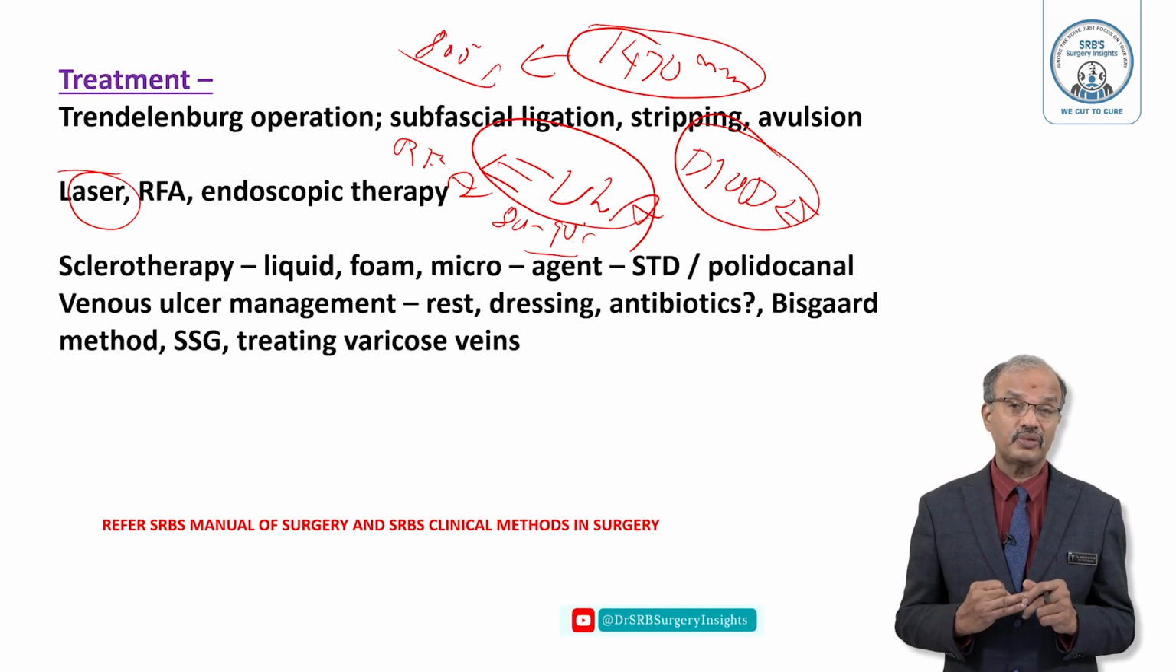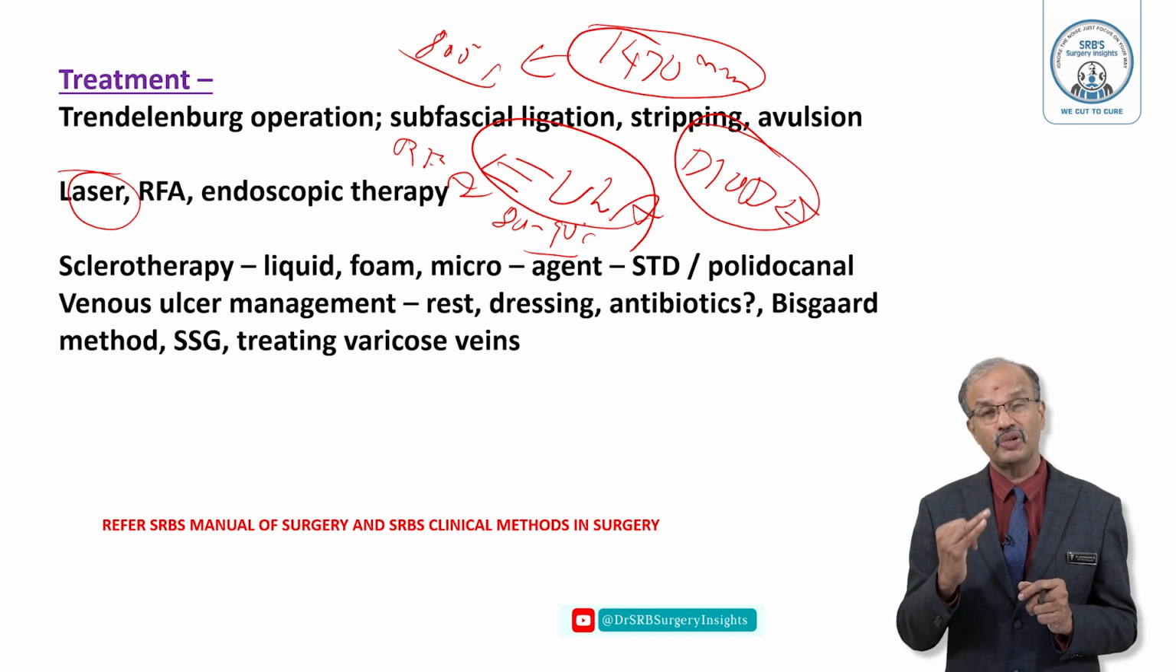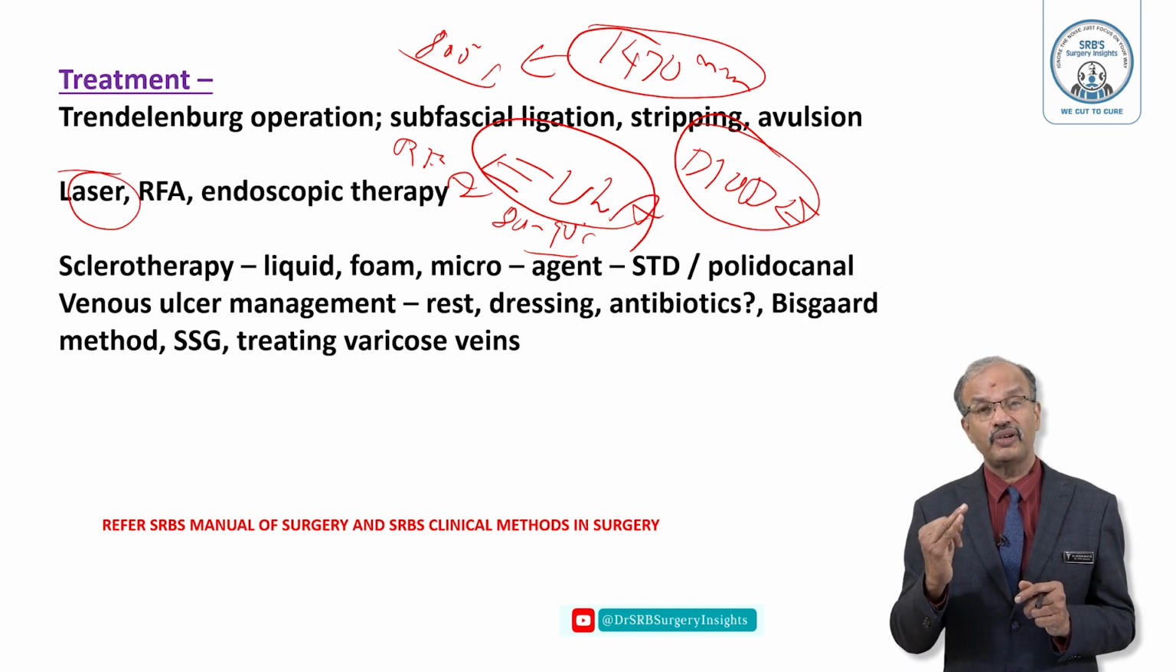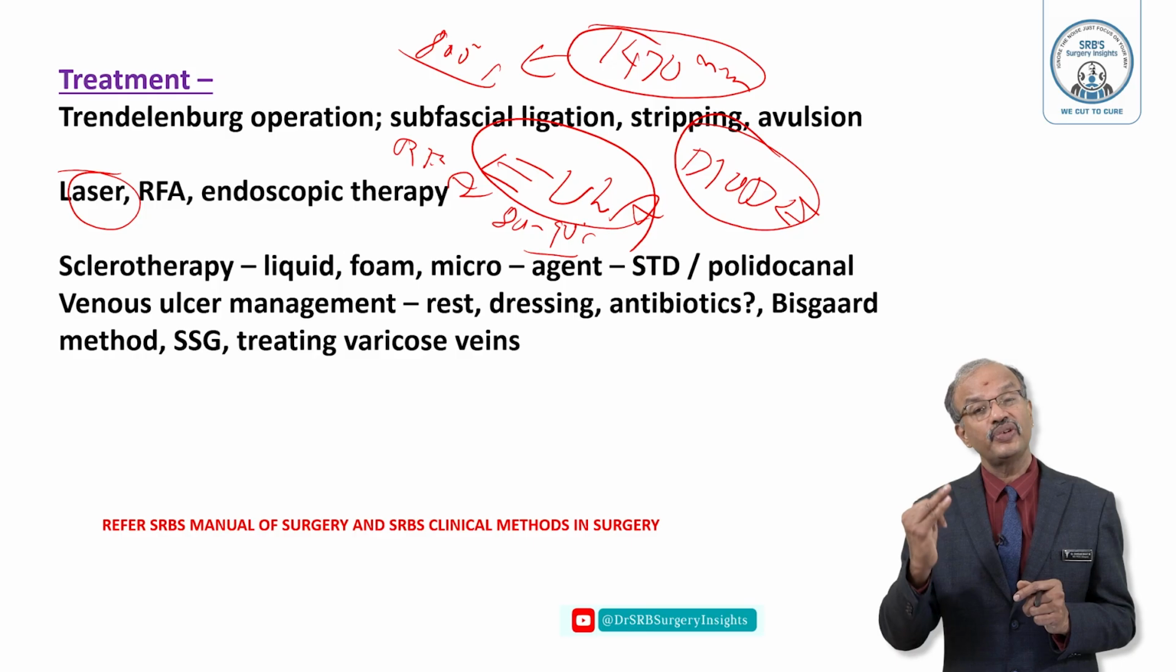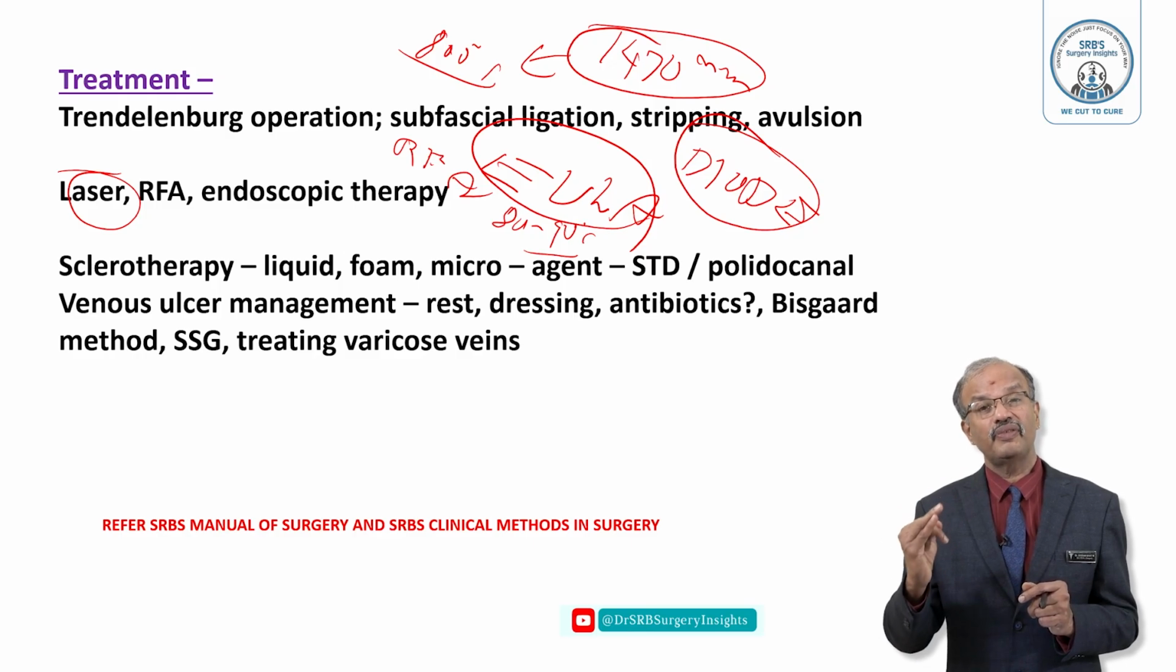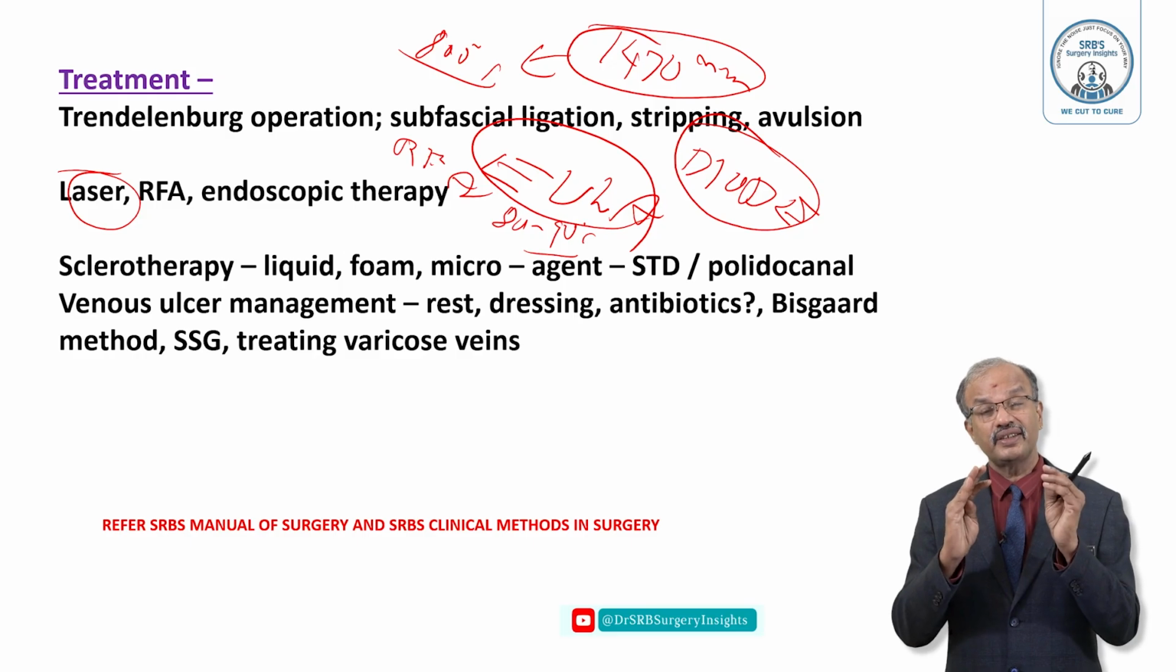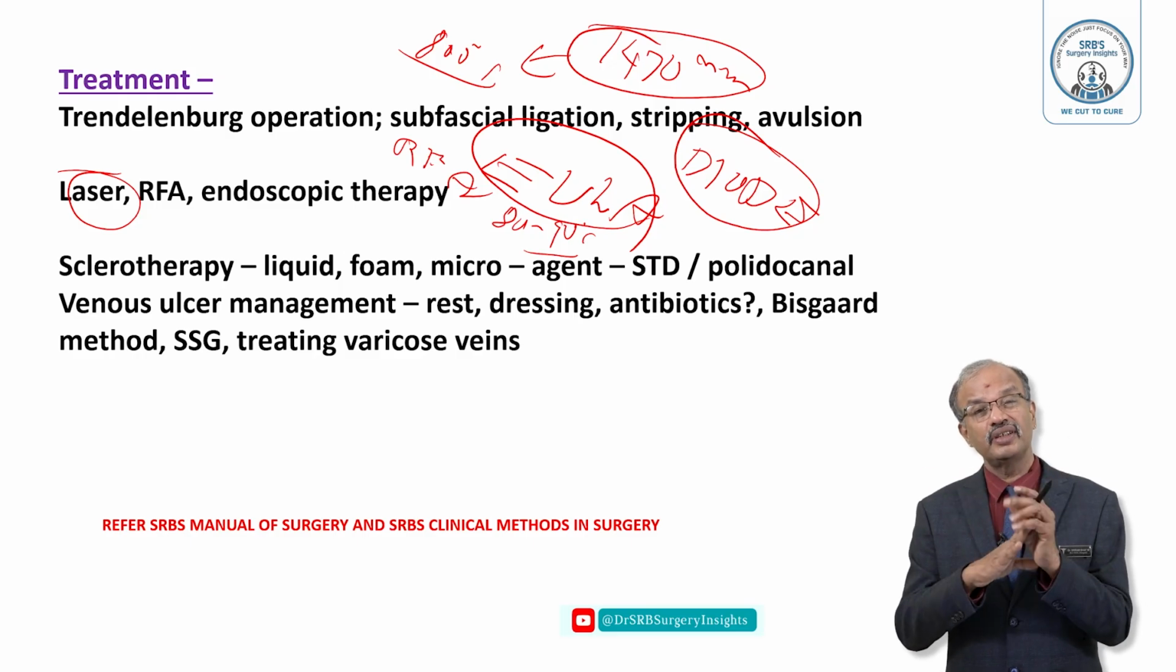So there are two types of newer ablative procedures. RFA is radiofrequency ablation, which causes 80 to 90-degree temperature at the tip, whereas the laser is a diode laser of 1470 wavelength. It causes 800 degrees centigrade temperature at the tip. So you have to apply tumescent solution, saline with local anesthetic and sodium bicarbonate.